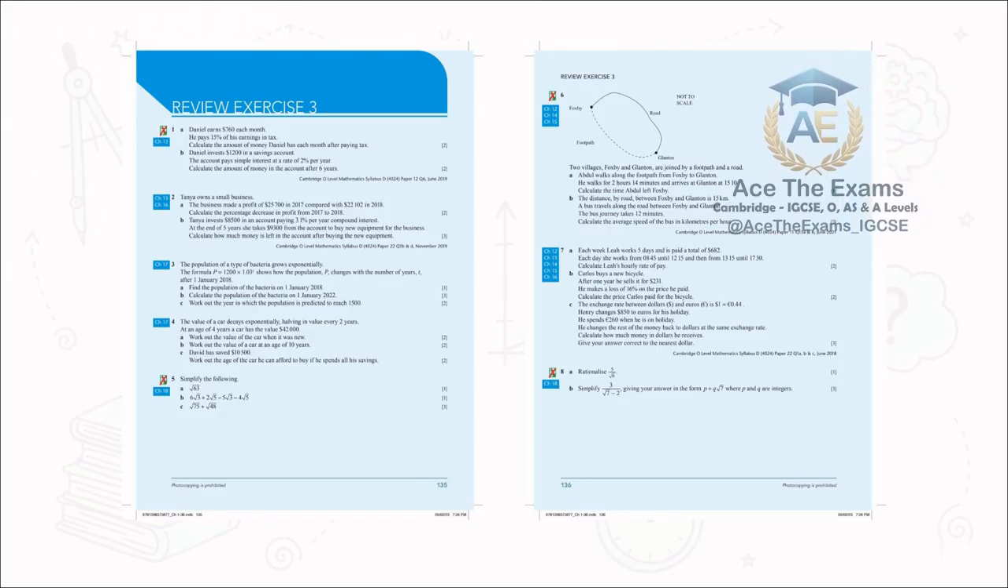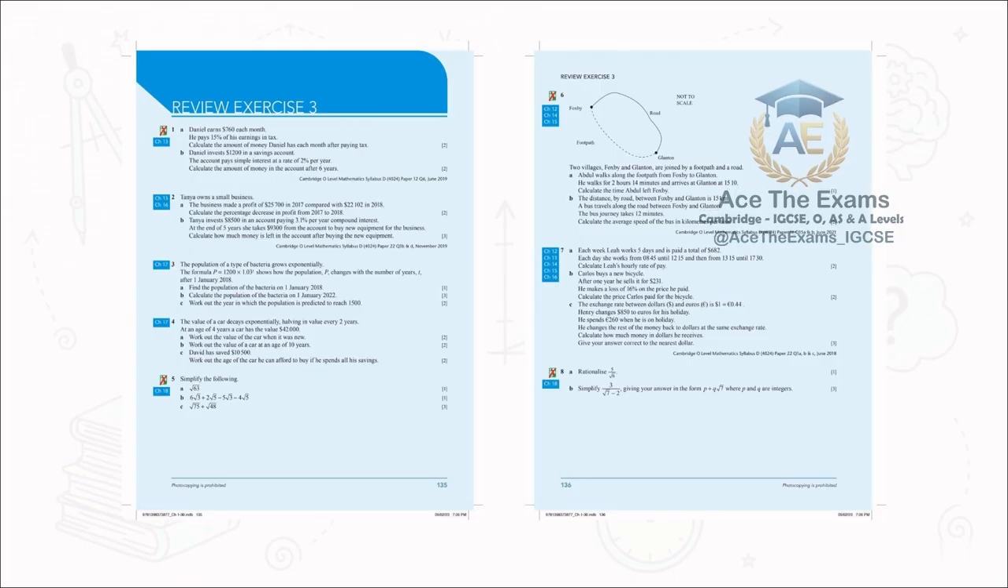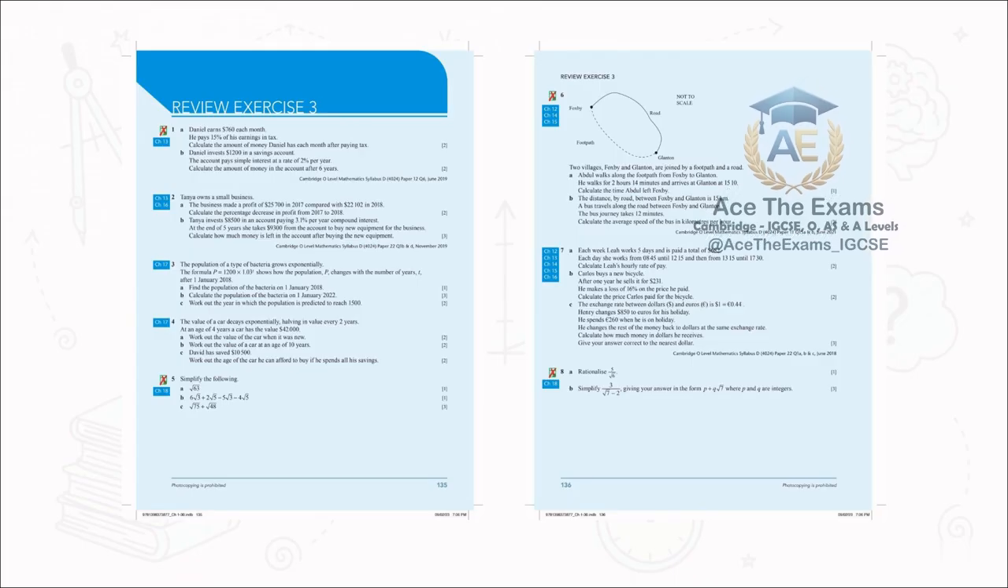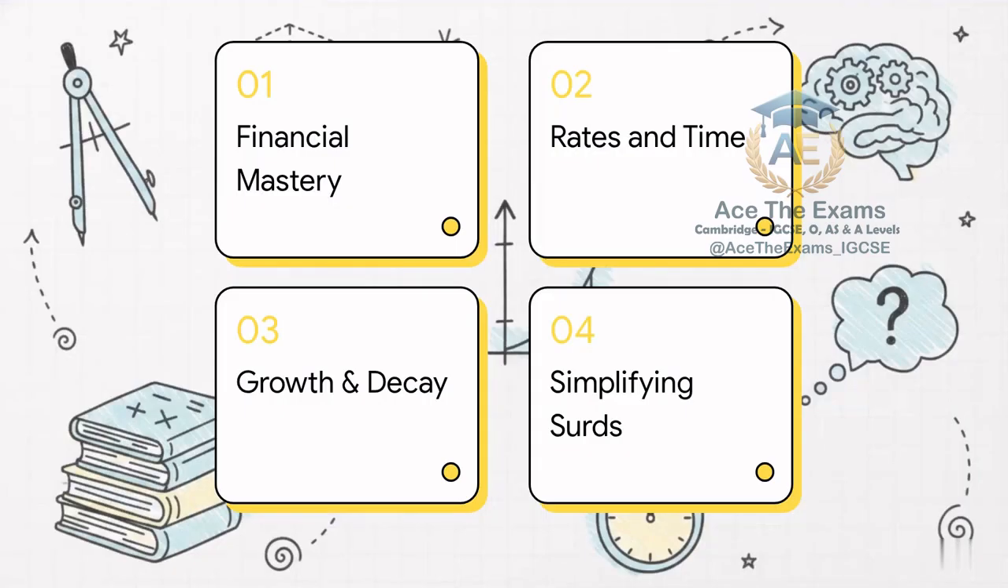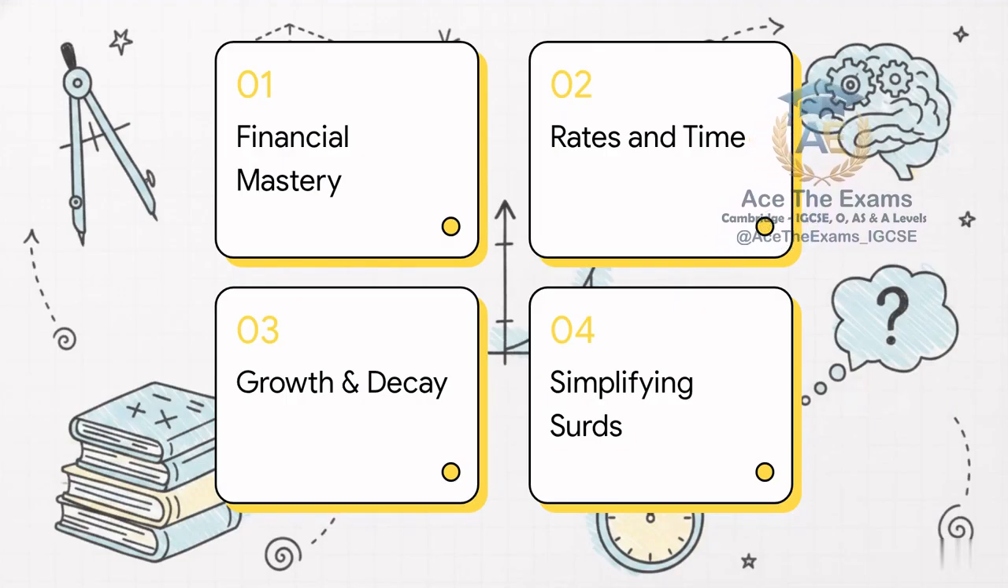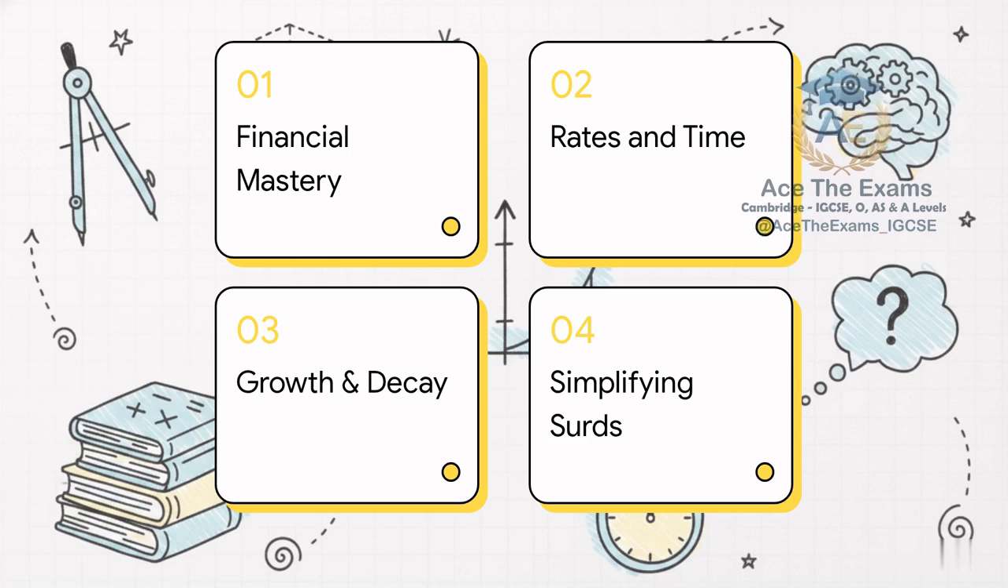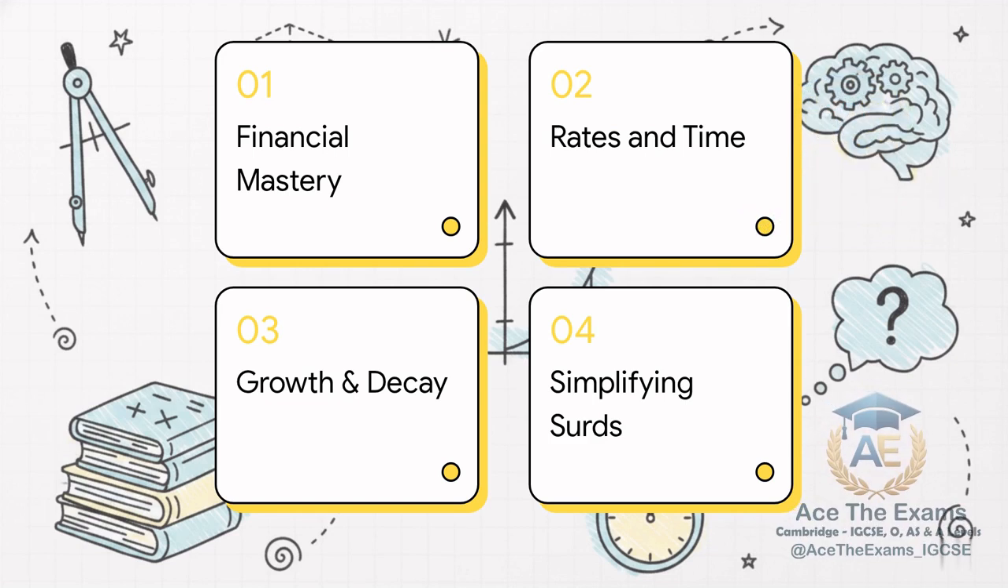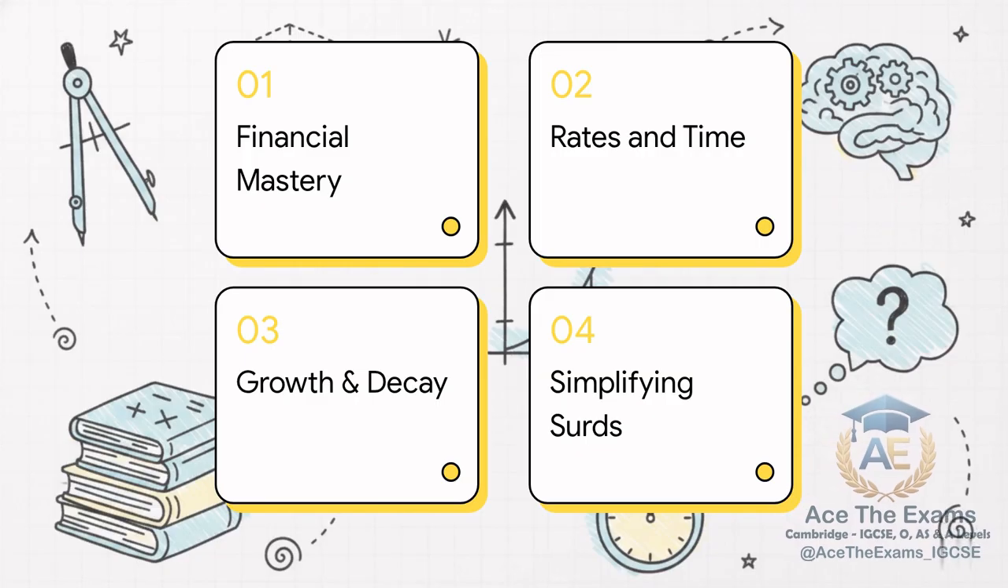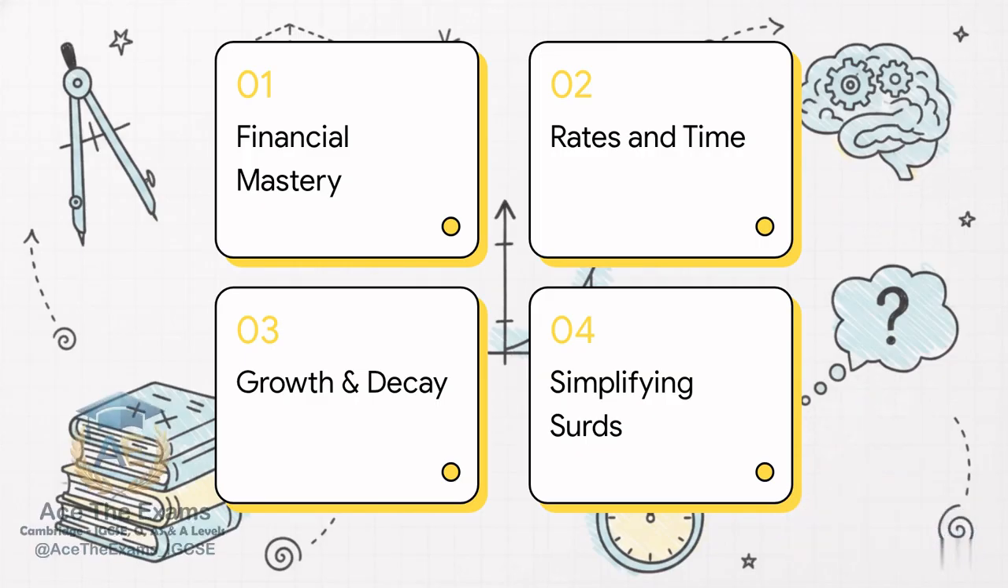But today, we are going to transform those red marks into green check marks by decoding exactly what the examiner wants to see. We are going to systematically conquer this review exercise by breaking it down into four crucial masterclasses. First, financial exam mastery. Second, calculating rates and time. Third, exponential growth and decay. And finally, simplifying complex surds.